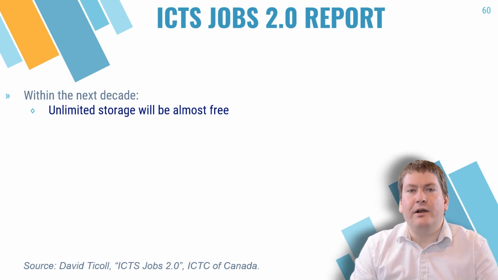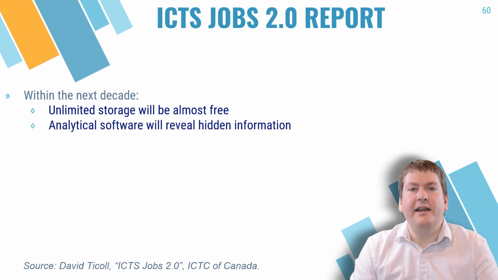And that brings us to our next prediction, that analytical software will reveal hidden information. That is to say that new technologies like machine learning will be able to process massive datasets and produce information and insights into things like customer behavior and preferences that were not possible to derive in the past. We talked about information being one of the most important commodities for business. By changing how we gain information, we change how we make decisions and run business.